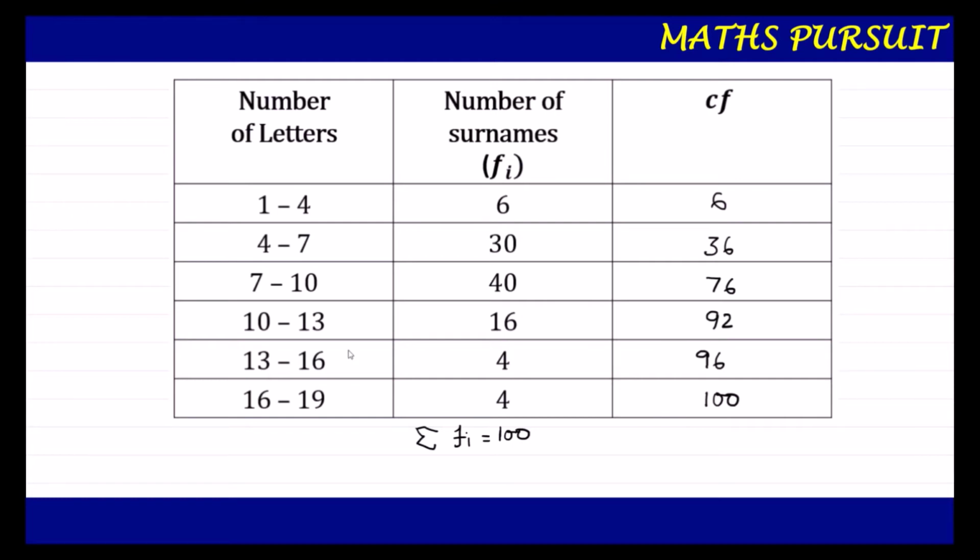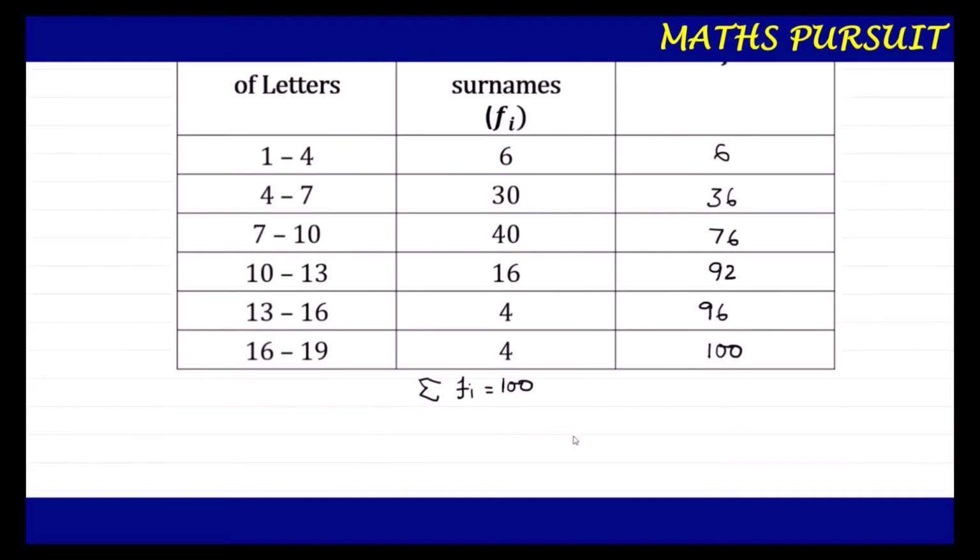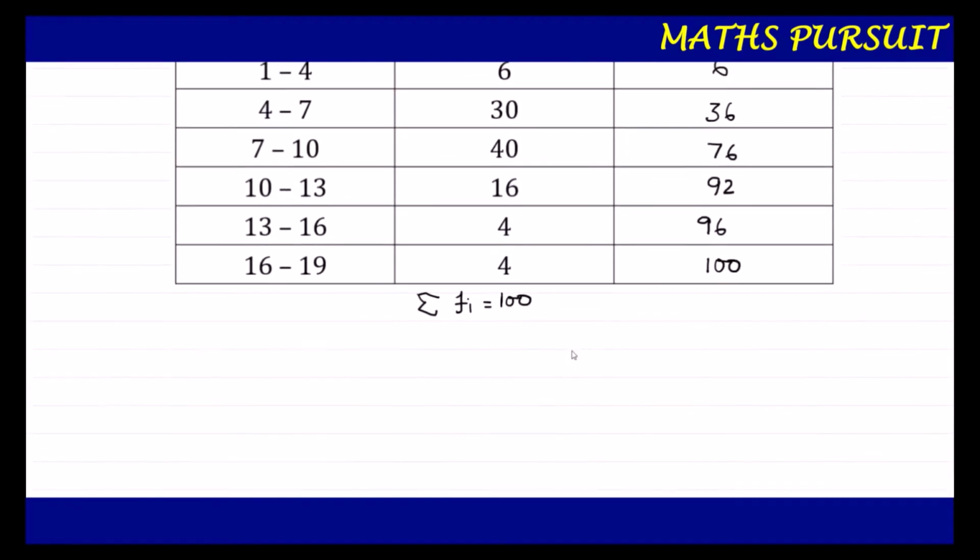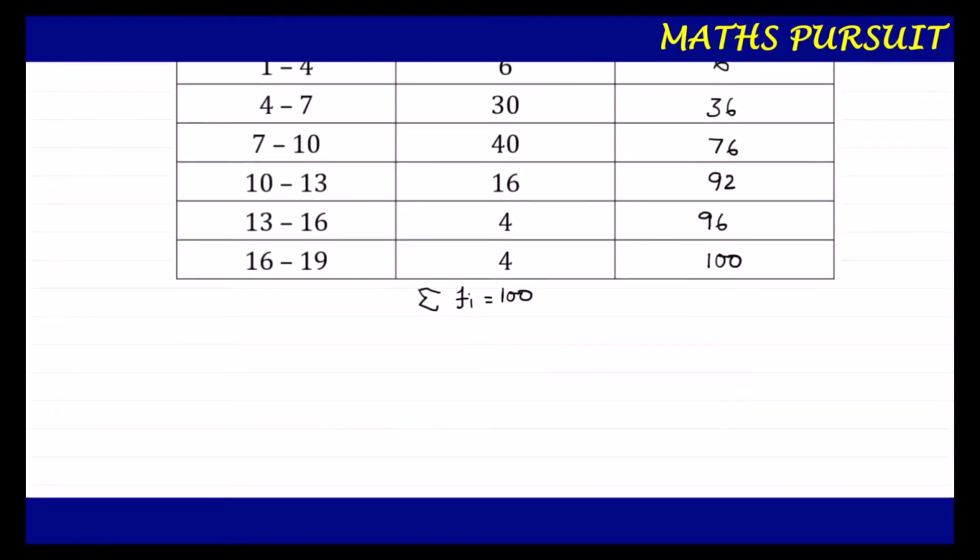So guys, after calculating out the cumulative frequency, let us note down the formula below for calculating the median. We know that the formula for the median is: median is equal to L plus n upon 2 minus cumulative frequency upon frequency into class height.